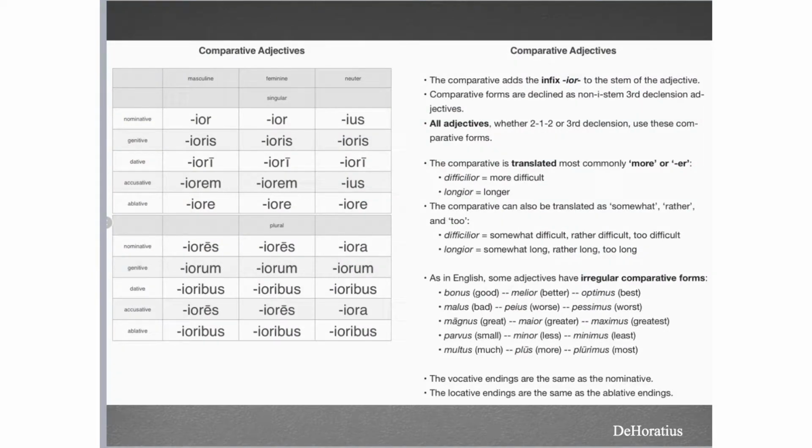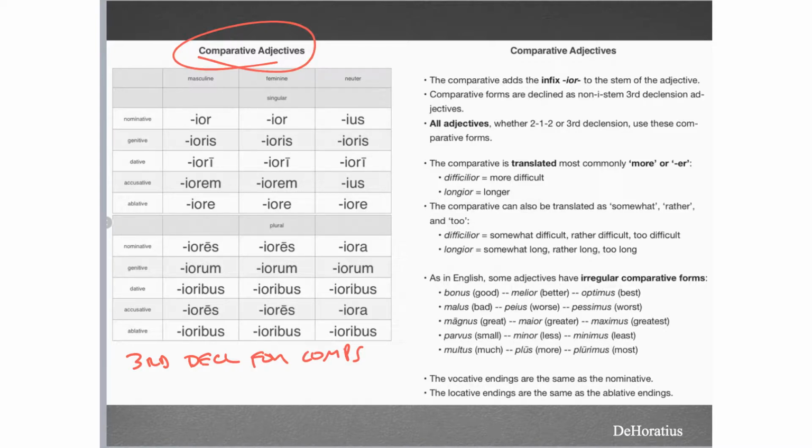All right, so here is the important part about comparatives. And note that we are dealing with comparatives. We'll take a look at superlatives in a sec. All right, all adjectives, 212 adjectives as well as third declension adjectives, will use third declension endings for comparative. So all comparative forms use third declension endings.